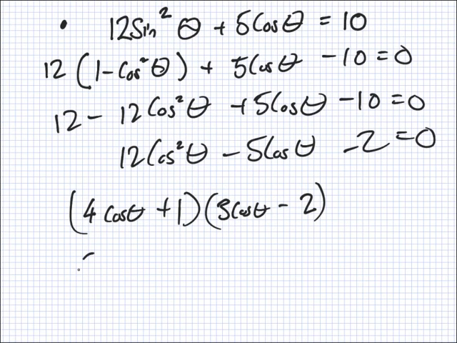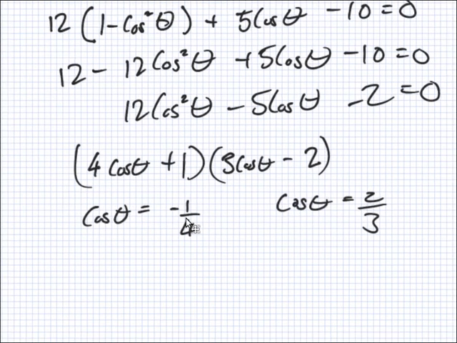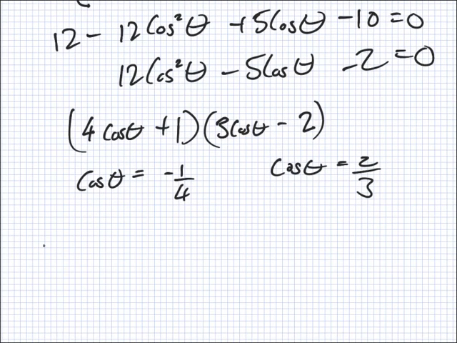So you get two answers here. Cos theta equals minus a quarter, which is okay, and cos theta equals 2 over 3, which is also okay. Go ahead there. What's cos inverse minus a quarter? In degrees, it's 104.47. Now the second answer for cos is 360 minus this.